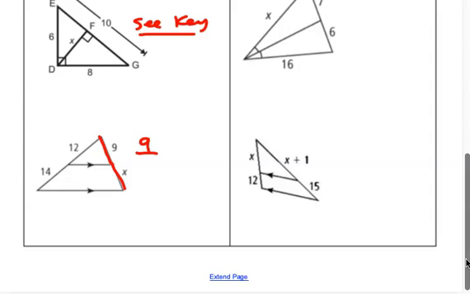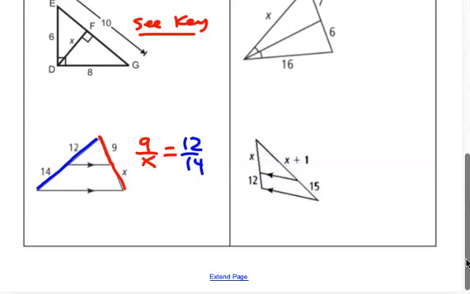So one way you can do this problem is 9 over x equal to 12 over 14. Or you could have the x and the 12 essentially flipped. You can do 9 over 12 or x over 14, or you could have them flipped upside down. There's a lot of different ways you can solve this same type of problem, but this is just one of those ways. We have 12x equal to 9 times 14, which is 126. Then we're dividing by 12, so x is going to be 10.5.